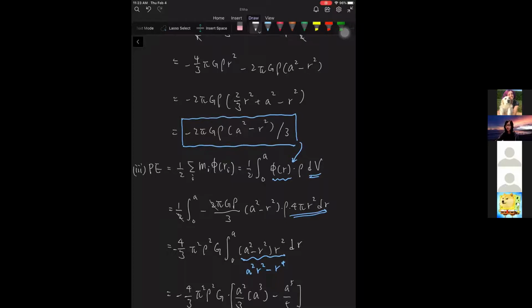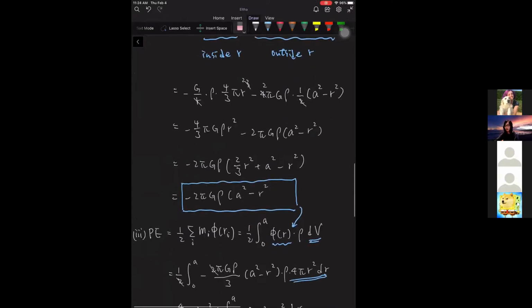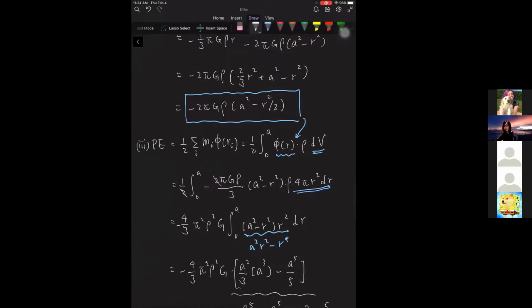Yeah, you're right. Okay, thanks for noting that. Okay, so the potential should be a square minus r square over 3. And how would that change?